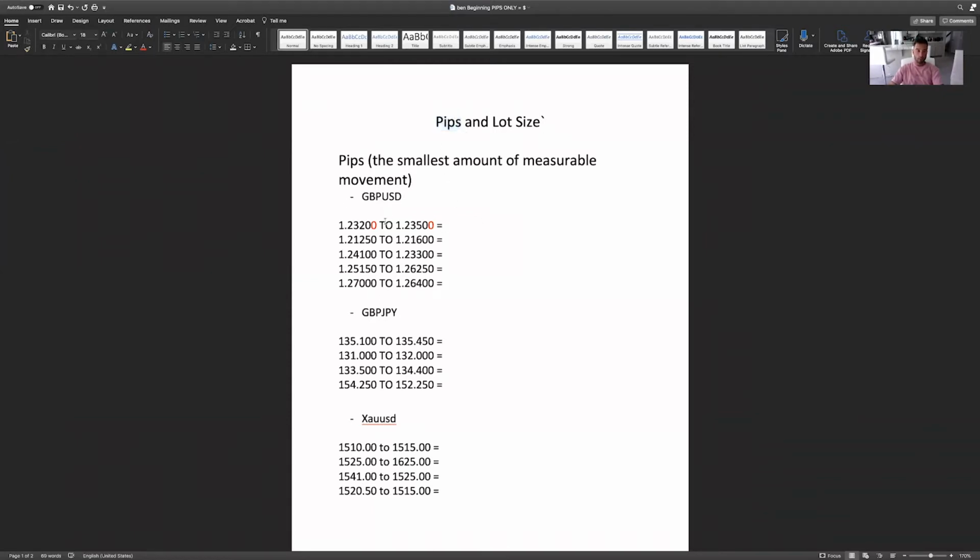So when we're counting pips, the easiest way to do it on any forex pair is to forget this last number. In this first instance, what we're looking for is how to get from 20 to 50. We do that because the first place right here is our ones place, so it'll be the second number from the right. Then the third number from the right is our tens, and then this one here is our 100s, 1000s, 10,000s.